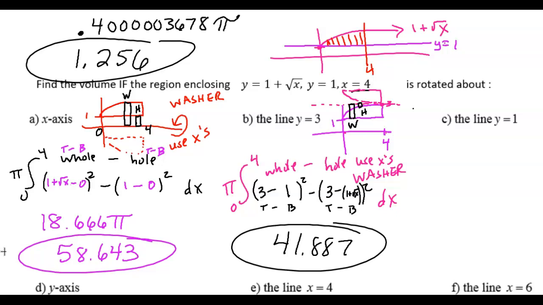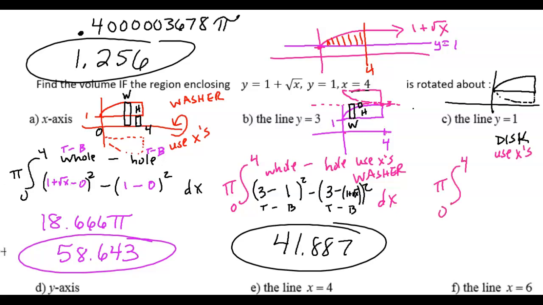All right, the line y equals 1. So we've got right here. Now, this is our first disk. Because if I reflect that, it's like a bullet. Okay, that's what I think of. So there won't be any water. There's no holes at all. Okay, it's around something that's parallel to the x-axis, so we want to use x's. But this is our first disk. So it's only half of what we are.